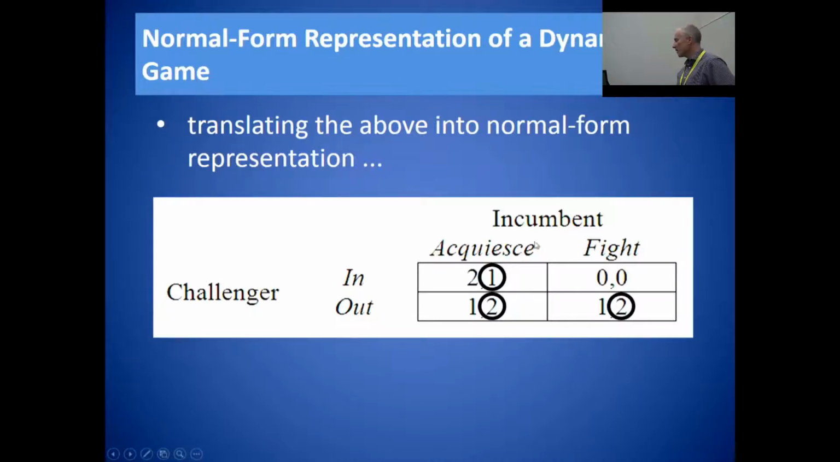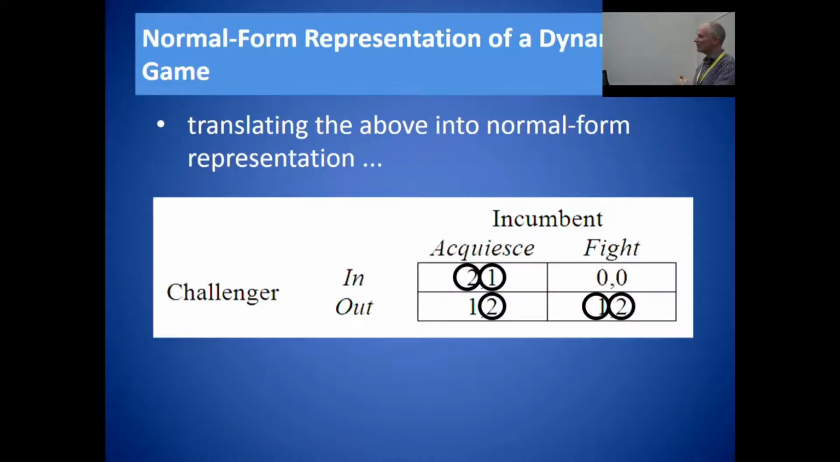Well, if the incumbent chose to acquiesce, what would the challenger do? In or out? In. Exactly. In gives a payoff of 2. Out only gives a payoff of 1. So the circle denotes the optimal response, the optimal strategy. And then lastly, if the incumbent chose to fight, the challenger would choose out. 1 is preferred to 0.